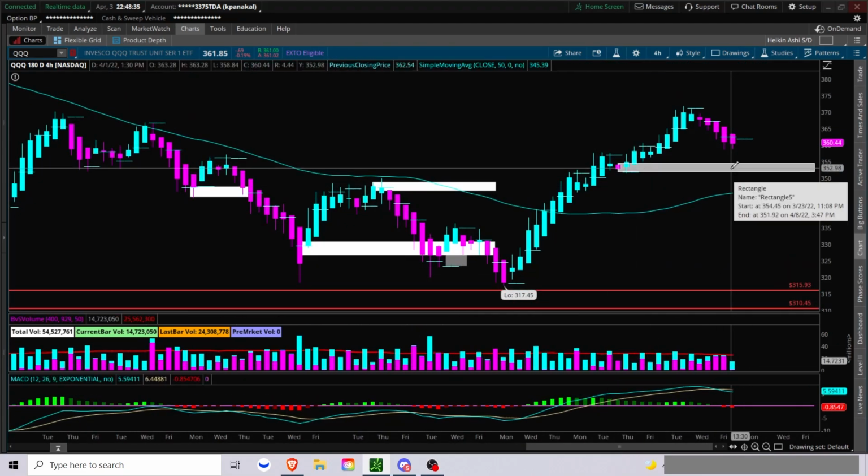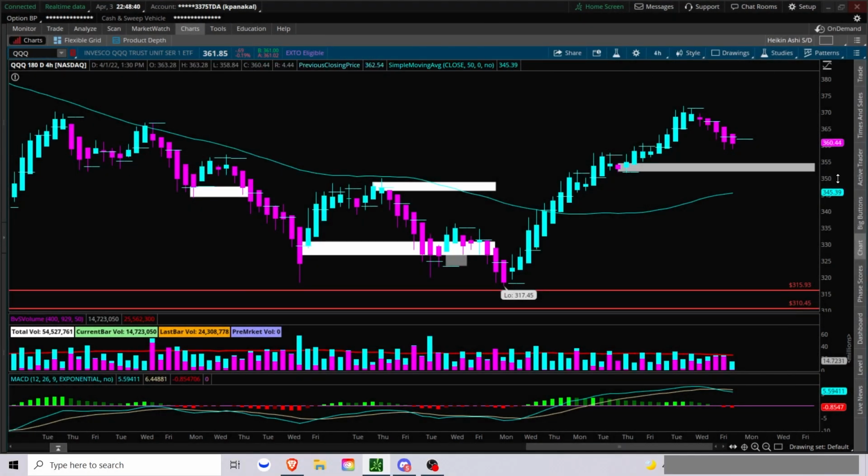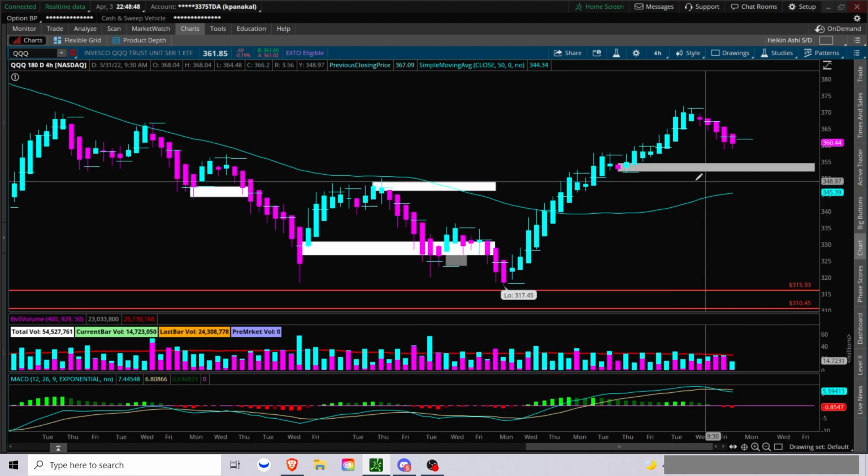Let me just take a screenshot of that. Actually, no, I'll take the screenshot later. So that's our first demand zone. It's from, if you guys can see on the screen, 354.45 all the way to 351.92.